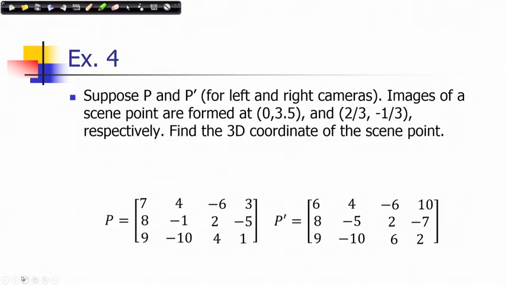Consider this particular example: you have two camera matrices P and P prime for the left and right cameras, and the images of a scene point are formed at (0, 3.5) and (2/3, -1/3). You have to compute the 3D coordinates of the scene point. You can see the projection matrices of the two cameras P and P prime are also given here. So, we will discuss the solution.